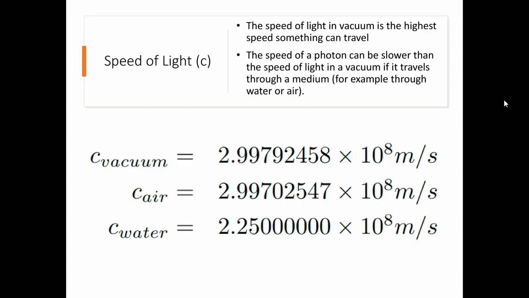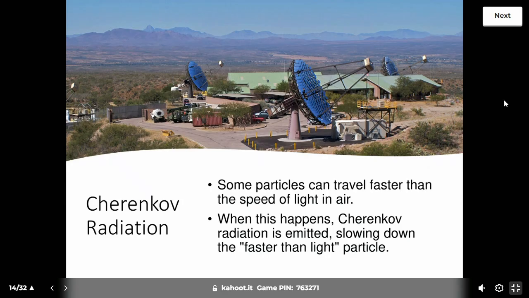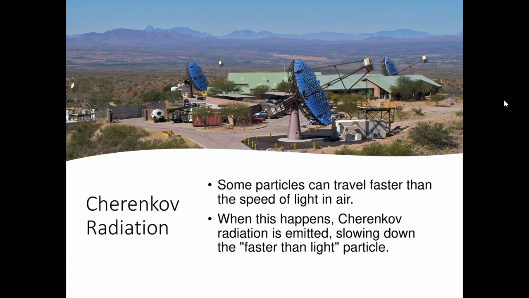So this has some interesting consequences. One of those being Cherenkov radiation. This is an astronomy application for understanding the speed of light and how particles that travel that fast behave. So we've said that the speed of light in a vacuum is the fastest that something can travel. There are particles that also travel at that speed, but they actually travel faster than light travels in air.